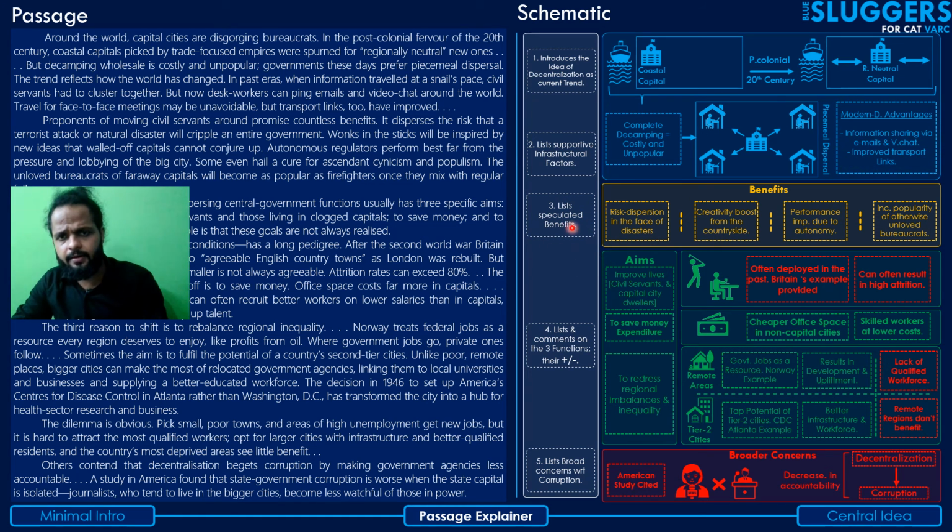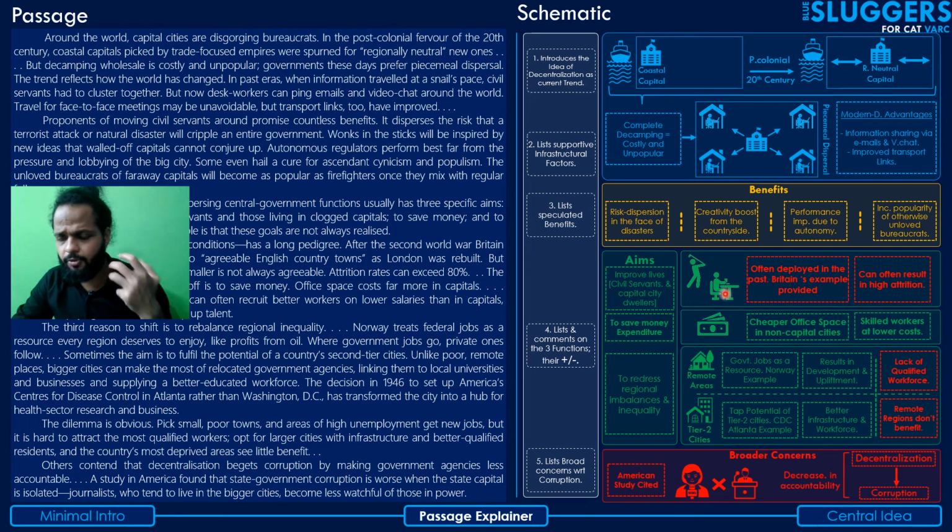Next, in the next paragraph here, he lists the speculated benefits by the people who support this idea of decentralization. That what can be the various benefits. There are four of them that he has cited. After that, he talks about what are the aims with which governments, if they go for this idea, go ahead, right? What are the aims? There are three aims as such.